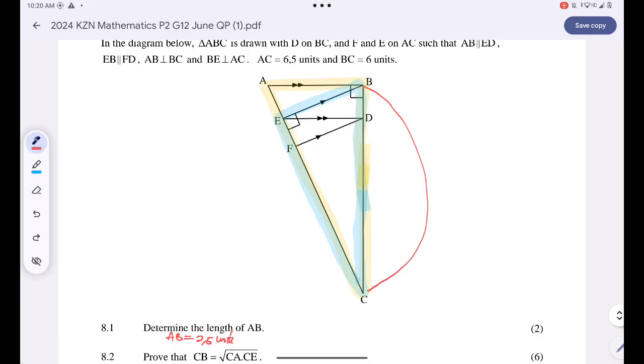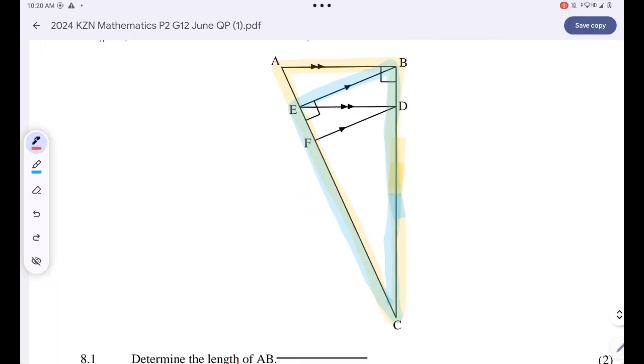Okay, so let's prove that these two triangles are similar. We are comparing triangle ABC and triangle EBC. Firstly, I know that angle C is a common angle. It belongs in both triangles.